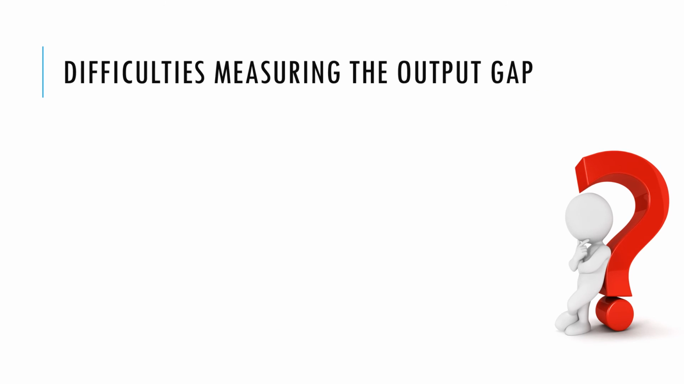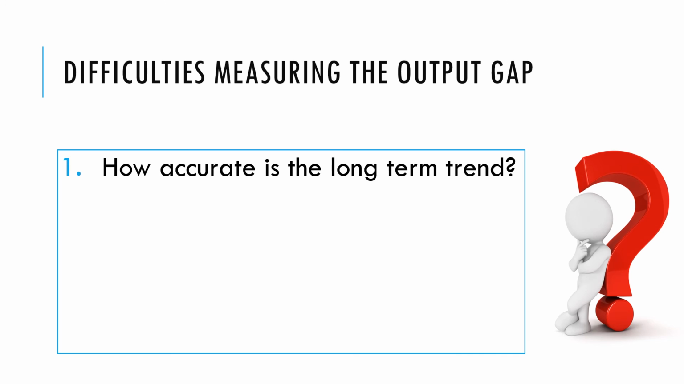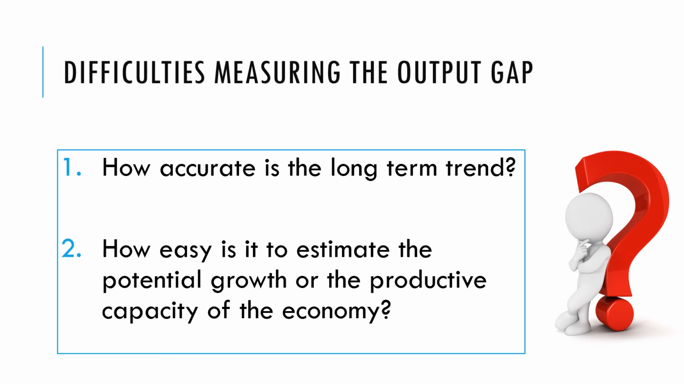Okay, what might be difficulties measuring the output gap? How do we know how big it is and whether we're that confident about it? Well, firstly, how accurate is the long-term trend? How far back in time would we go to establish this trend? And secondly, how easy is it to estimate the potential growth or the productive capacity of the economy? How do we know exactly how much GDP could be being produced if the economy was at full employment?